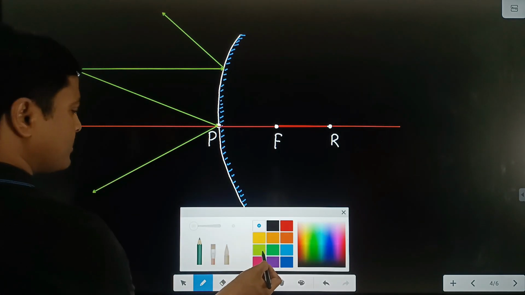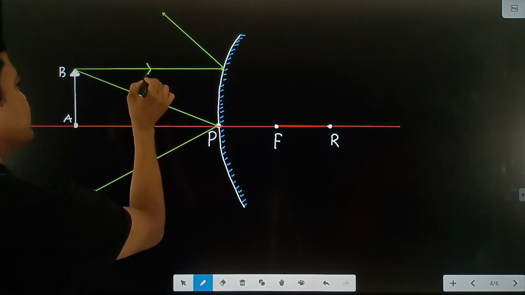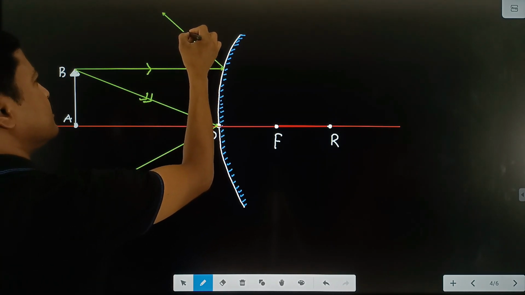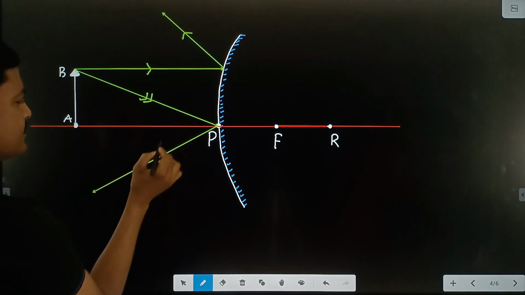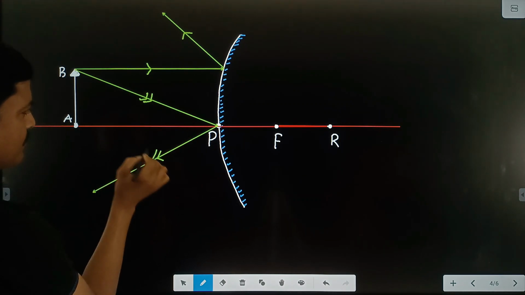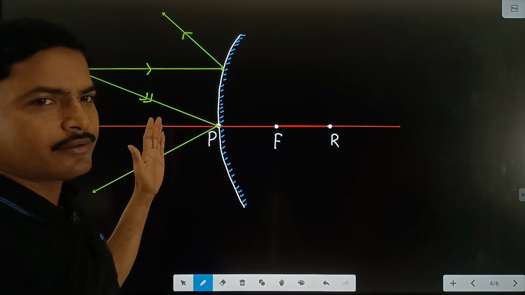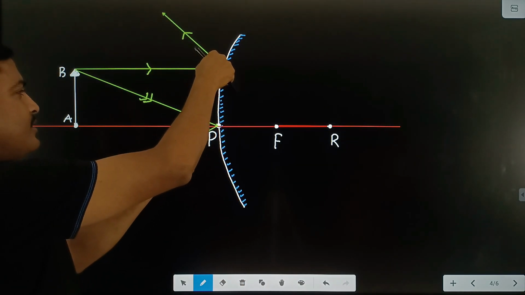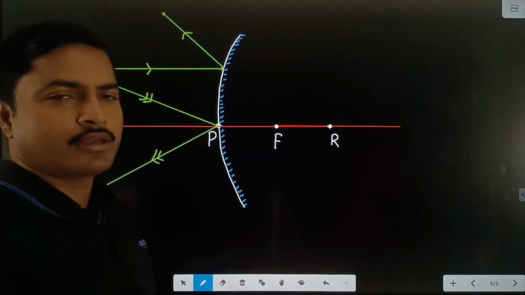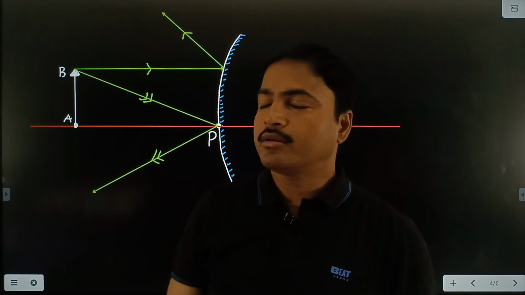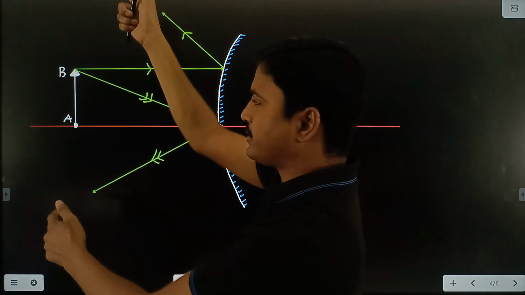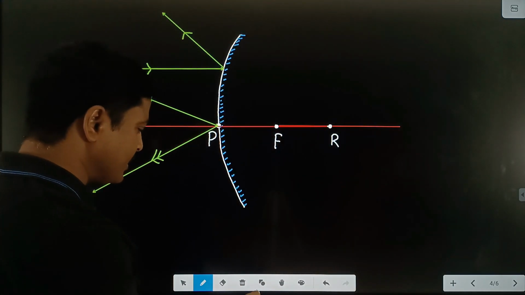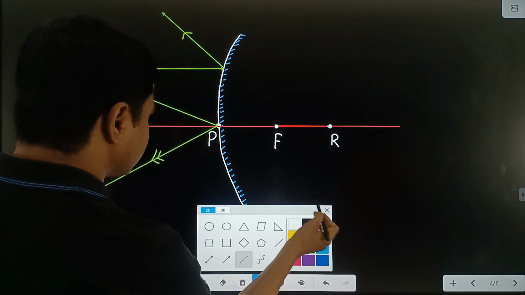And here two incident rays are there. This is the first incident ray. This is the second incident ray. For the first incident ray, this is the first reflected ray. For the second incident ray, this is the second reflected ray. And on this side, the distance between both the reflected rays gradually increases. That means both diverge from each other. If both diverge, the reflected rays cannot meet on this side, so we extend both the rays in the backward direction.